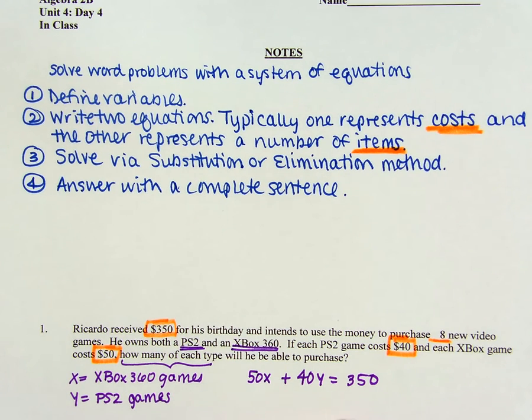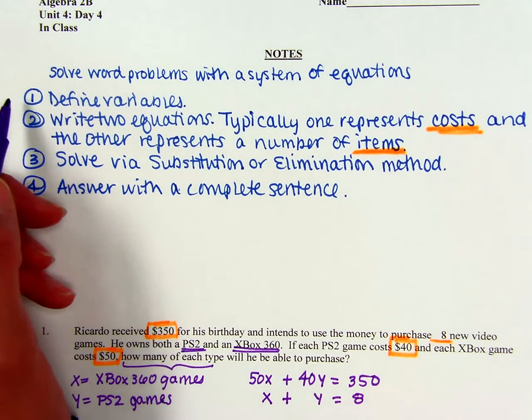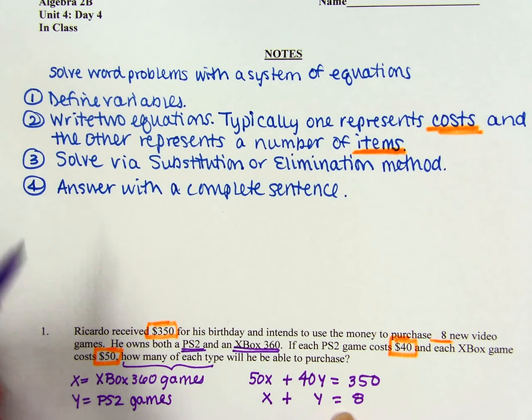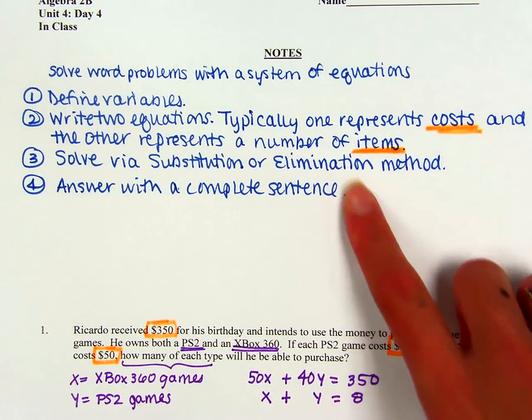All right, the second equation should just deal with number of items. Well, I have some amount of Xbox games and some amount of PlayStation games, and total I should have 8 new video games: X plus Y equals 8. All right, so now we've defined our variables. That was saying what X and Y was. We wrote our two equations, and then now you can solve. So you're going to look, do you have X equals or Y equals? Well, no, they're just lined up. So if they're lined up, that's my elimination method.